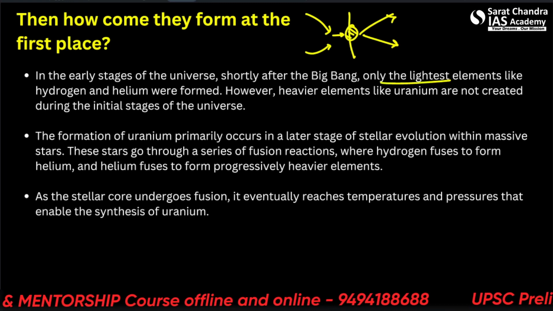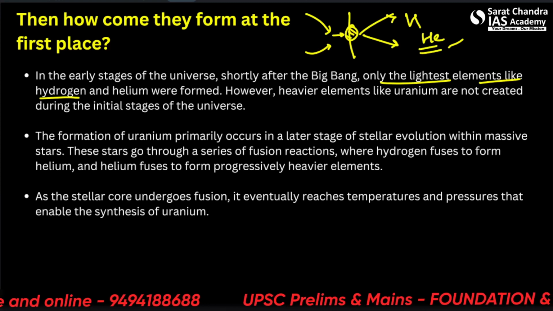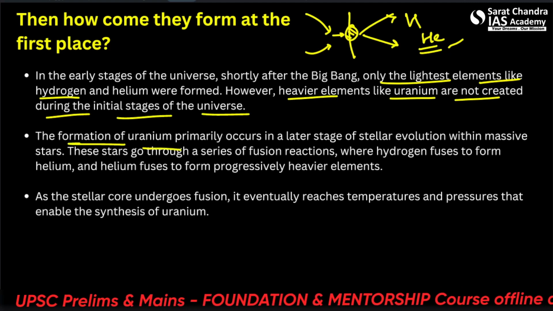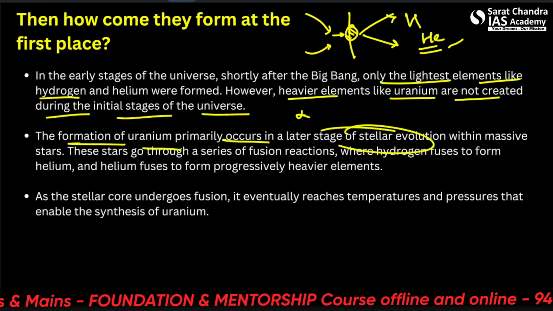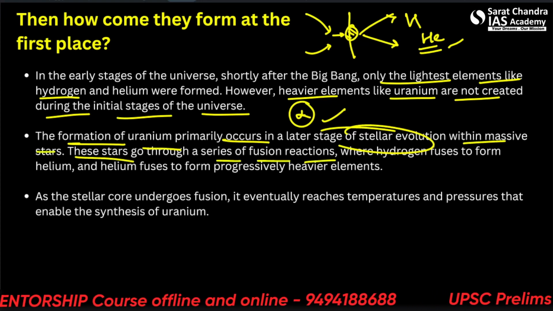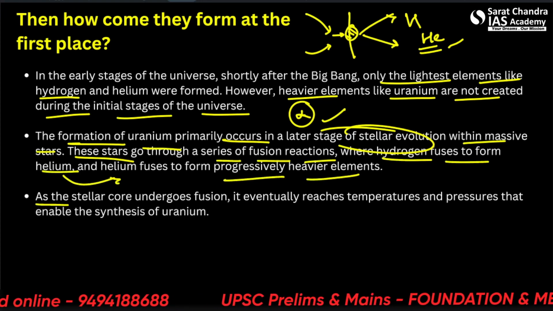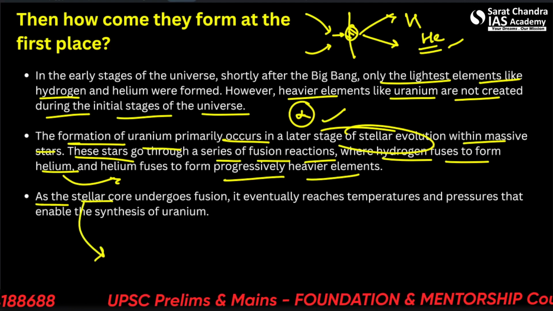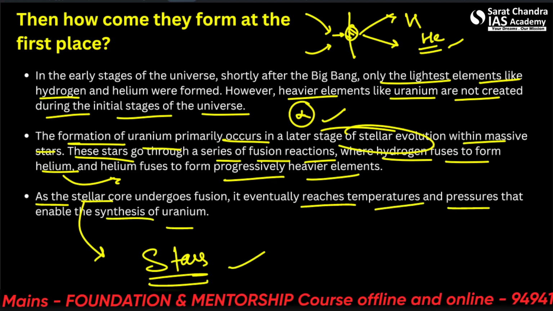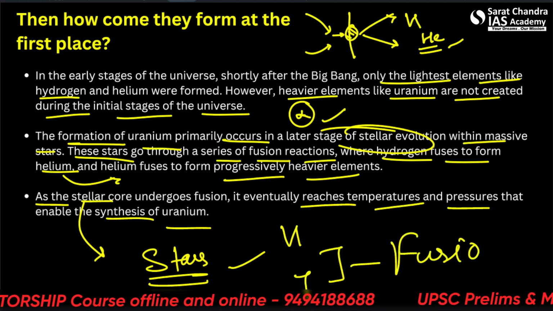Now from the Big Bang, only the lightest elements were formed initially, like hydrogen and helium. Heavier elements like uranium were not created during the initial stages of the universe. The formation of uranium primarily occurred in a later stage. So please remember this fact as well. Within massive stars, there is a series of fusion reactions, where hydrogen fused to form helium and helium further fused to form heavier elements. At the stellar core, that means at the core of heavy stars, it eventually reached temperature and pressure that enabled the synthesis of uranium. So high pressure and high temperature is required for nuclear fusion. Please remember.